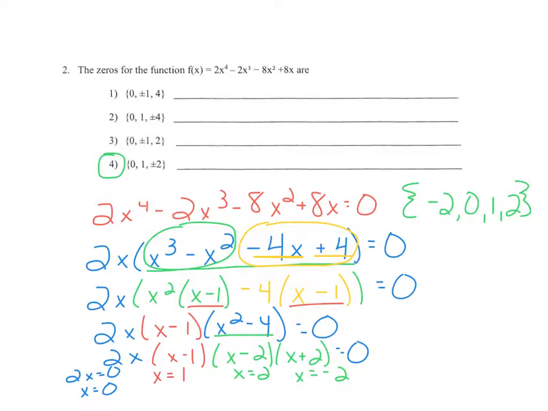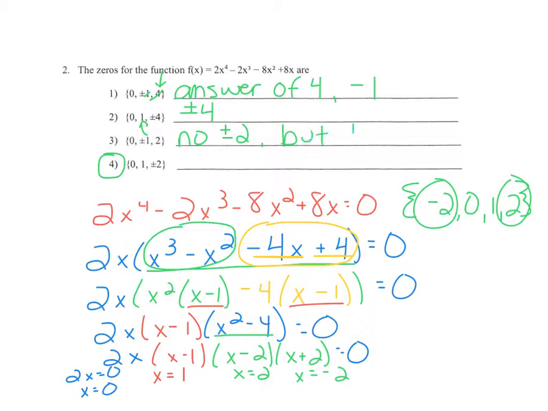Now this one's a little bit harder to describe what's wrong with the other ones. Basically in this first one, we can see that there's an answer of 4. And then there's also an answer of negative 1, which are wrong. Okay, so those are the two that I don't want. In my next one, I have the 1, but here the plus or minus 4 is the problem because we really want plus or minus 2. And in this choice, there's no plus or minus 2, but there is a plus or minus 1, right? So this is the part that we don't want.